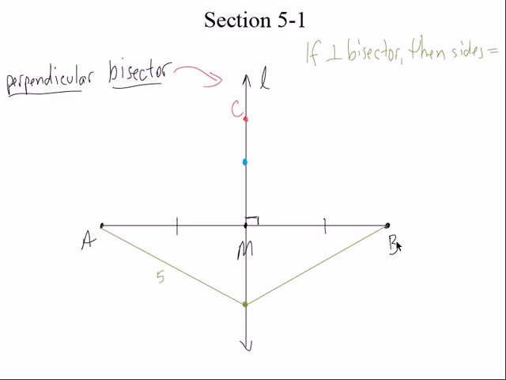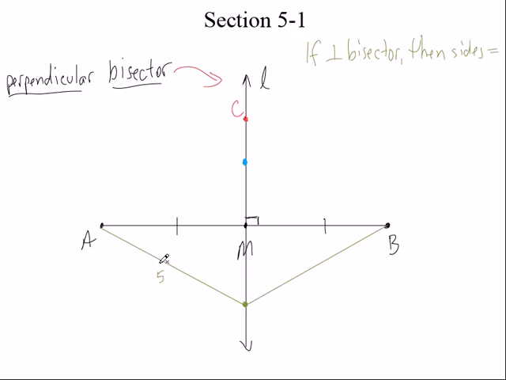This is a perpendicular bisector, isn't it? How do you know? Because that's the midpoint. This segment is equal to this segment, and it's perpendicular. It's got a right angle. I took a point on the perpendicular bisector, I connected it to this endpoint, I connected it to this endpoint.